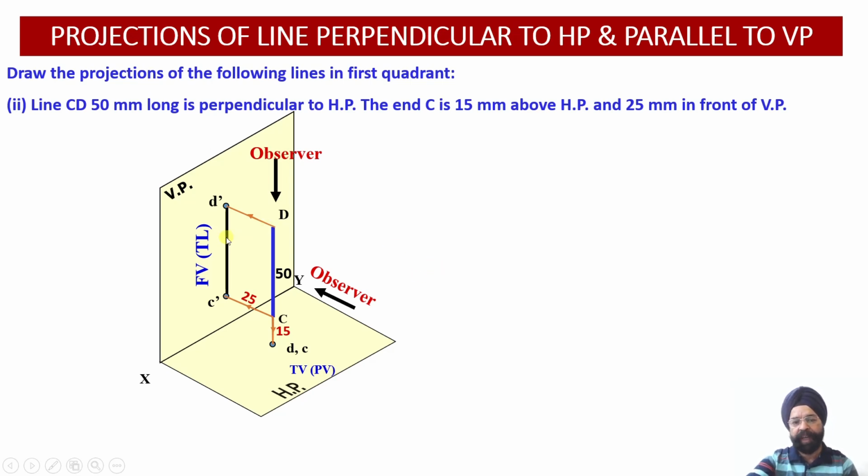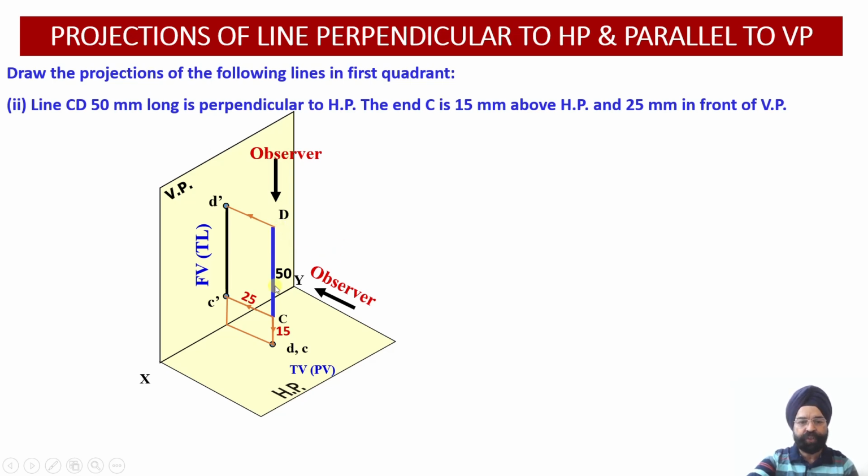Front view projection will be C dash D dash 50 mm, which will be 15 mm above. You can see I have marked this line 15 mm above the horizontal plane, and my top view will be point D and C, which will be 25 mm away from the vertical plane. So I need to rotate this so I can draw the projections, but before that I want to work out the traces of the line.